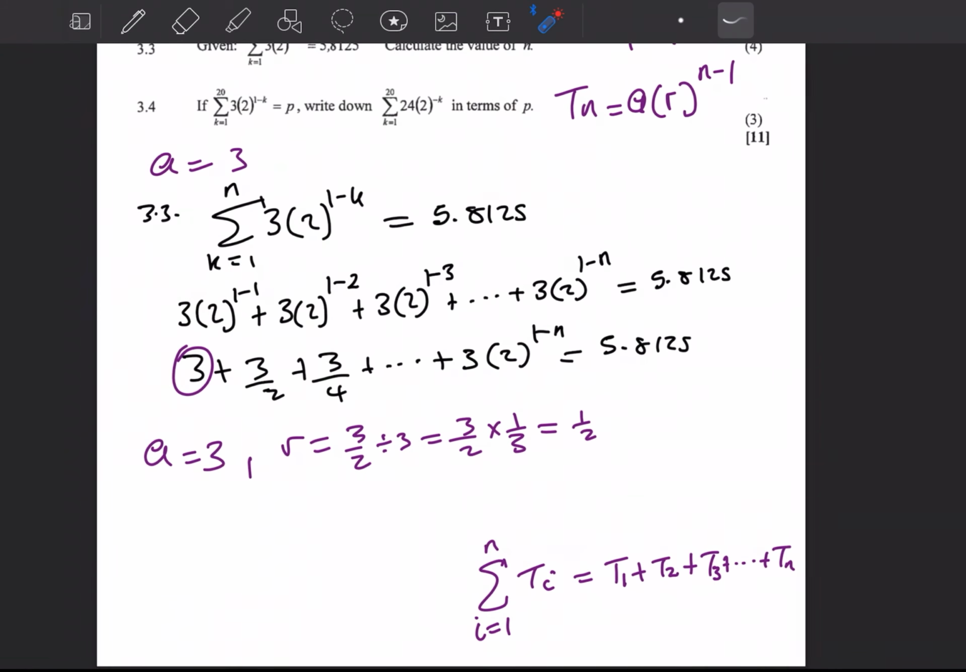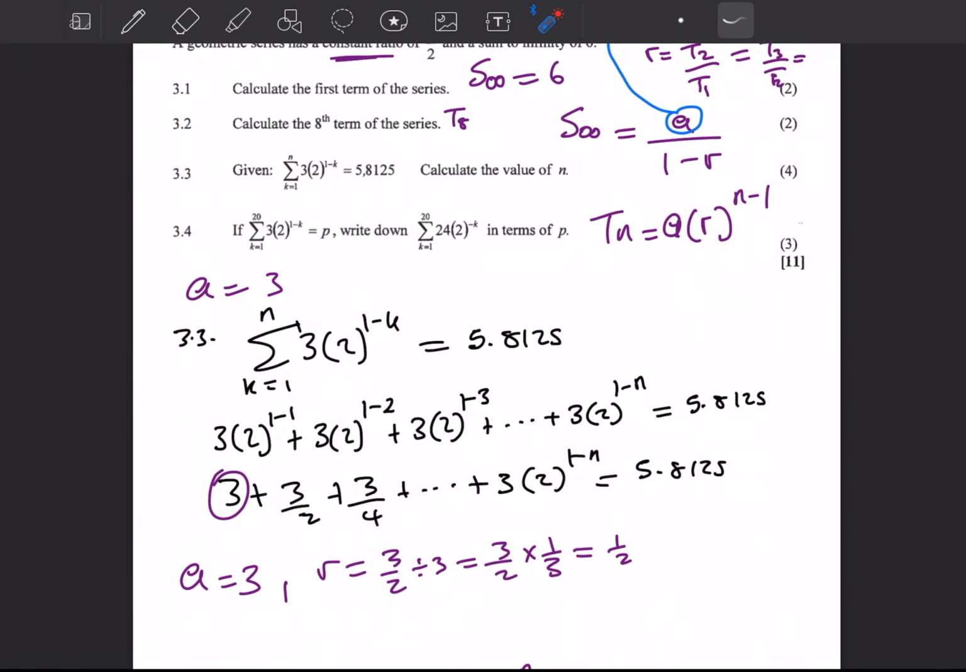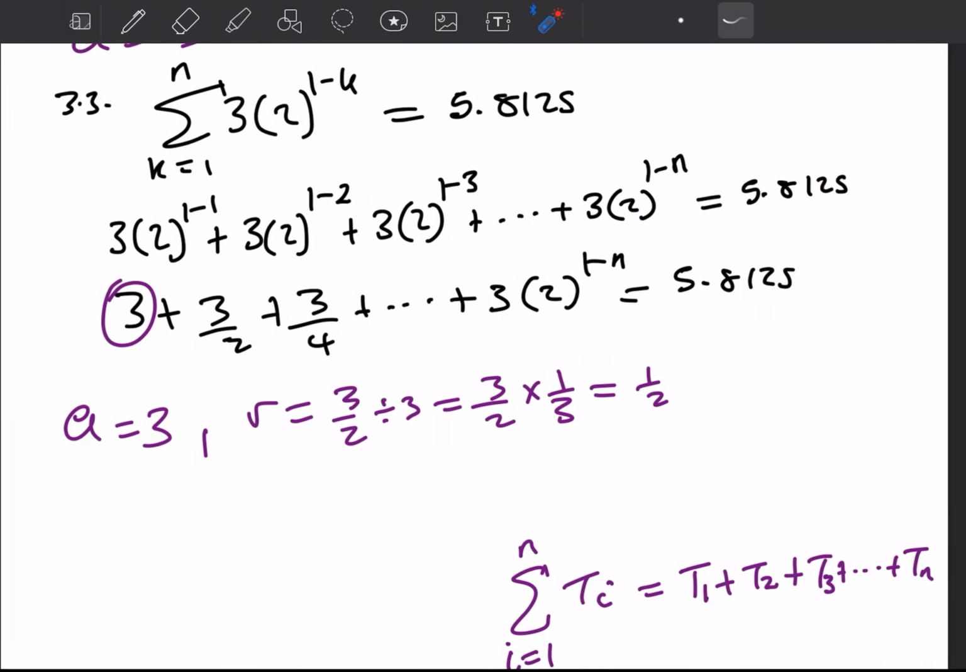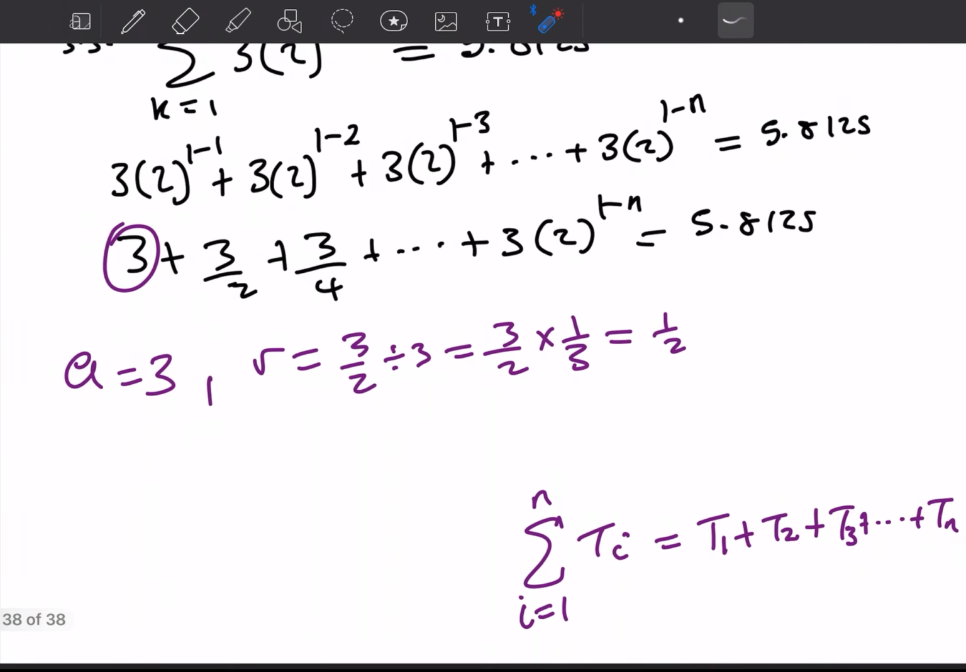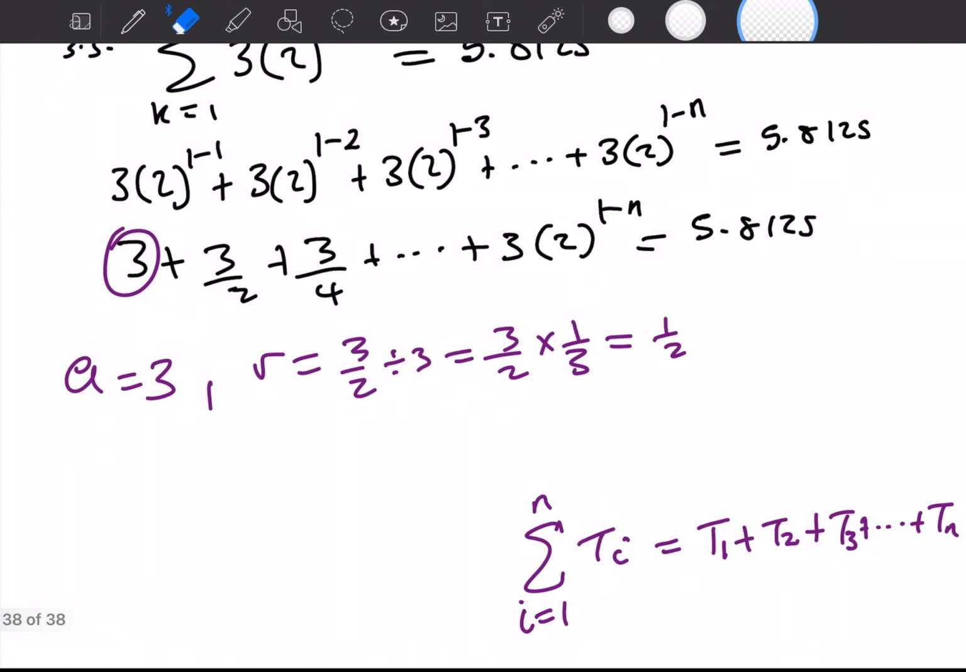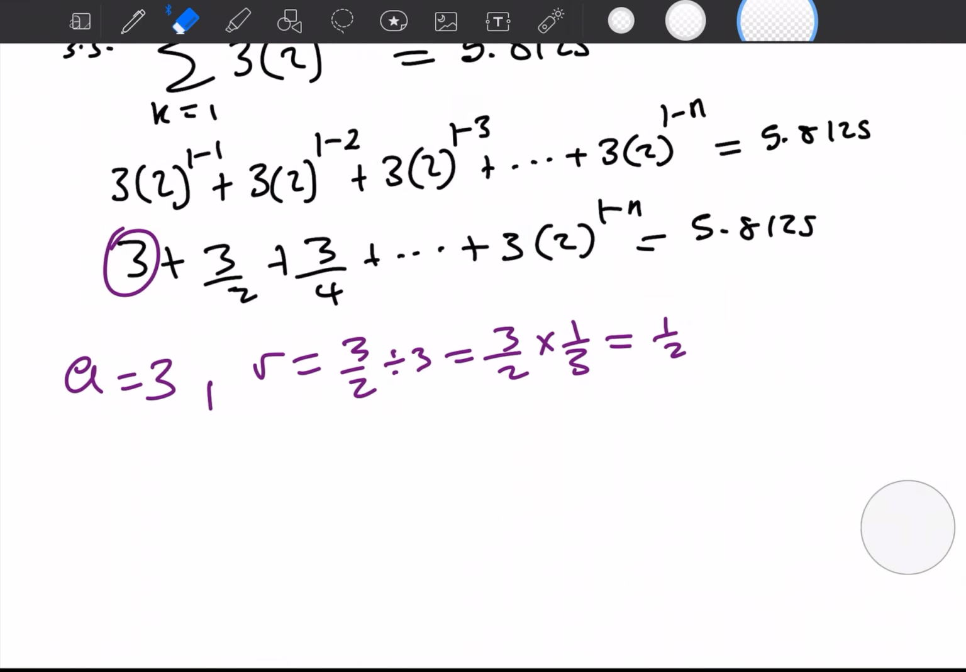Now let's go back to the question. What is the question looking for? Calculate the value of n. Okay, calculate the value of n. All right, I'm going to take this off. So how to calculate the value of n? Obviously, you have to use your formula.